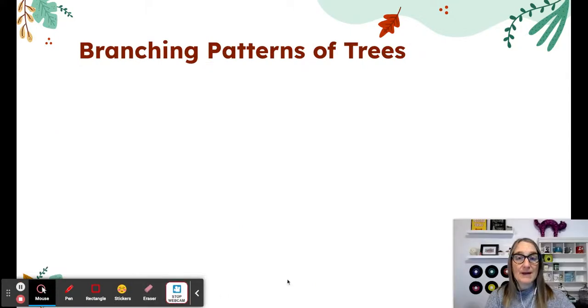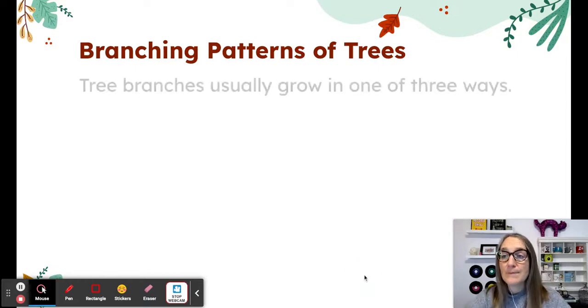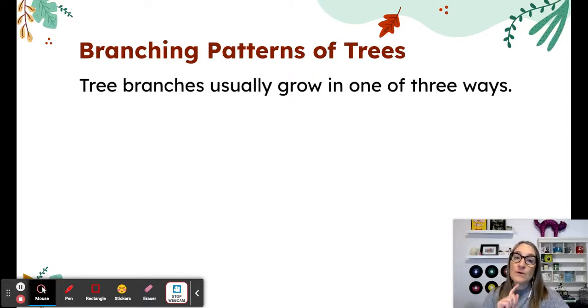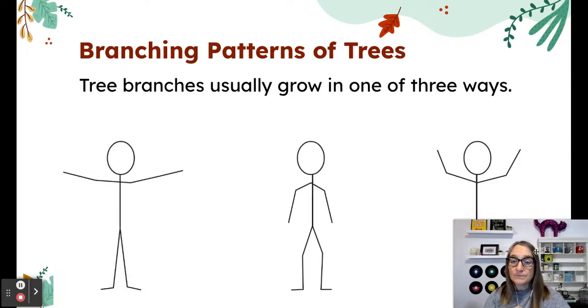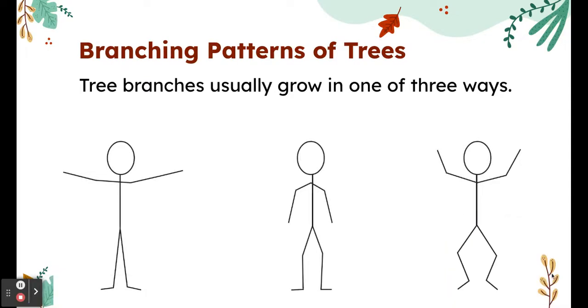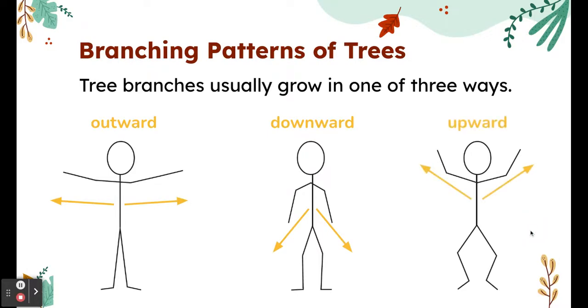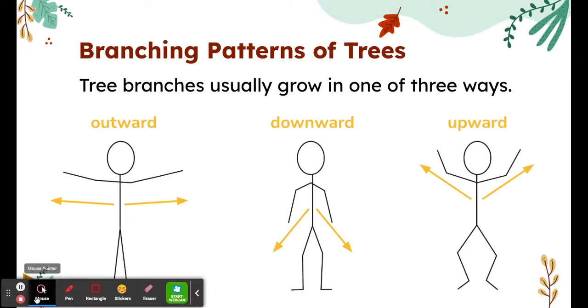Now, what can the branching patterns of trees tell us about what different kind of tree it might be? Well, tree branches usually grow in one of three ways, and those ways are represented by these stick person characters here. Outward. So you see our stick person is holding their arms straight out. So that's outward branch patterns. Sometimes the branches aim sort of out and down, and we call that downward branching pattern. And often the branches are pointing right up, like this stick person with their arms up in the air. And that, of course, is called upward.